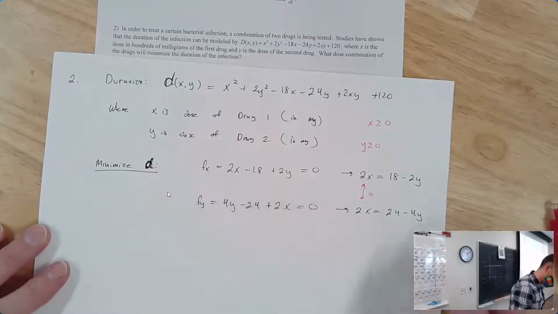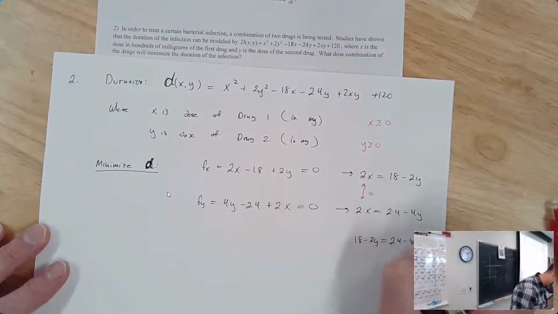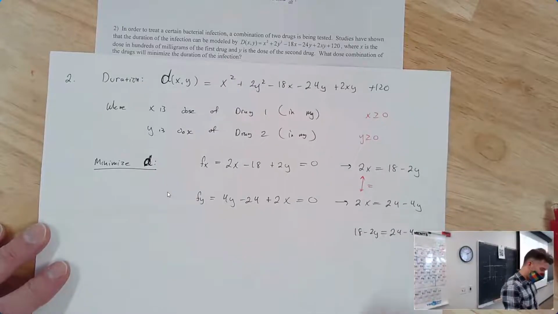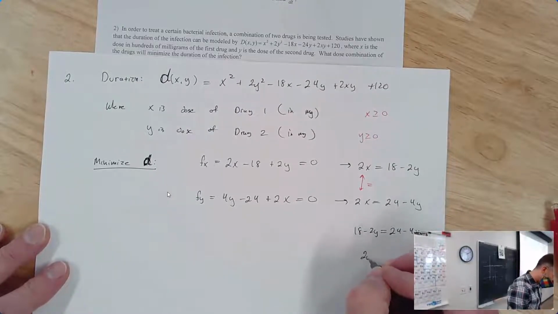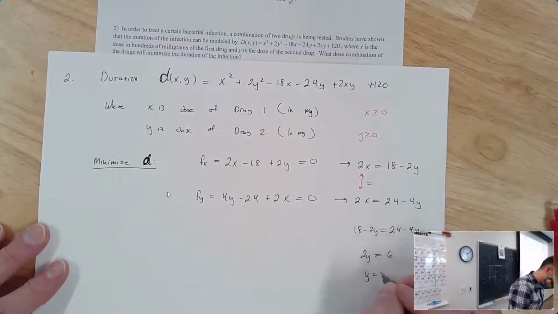But one way to go is to say, oh, 18 minus 2y has to equal 24 minus 4y. I'm going to add 4y to the left. I'm going to subtract 18 from the right and get y equal to 3.